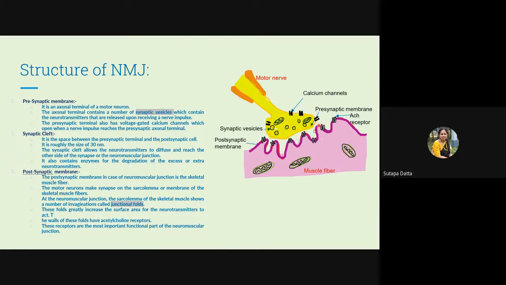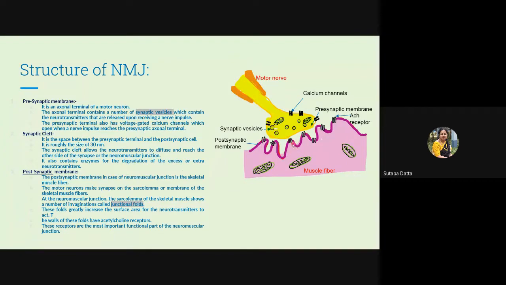And the leftover neurotransmitters which are not taken up by the presynaptic membrane need to be degraded, removed from the synaptic cleft, because there is an action potential or stimulus, and upon stimulation the neurotransmitters are released. So if there is no stimulus, and still there are lots of neurotransmitters available in the synaptic cleft, then they will go on sending their signal to the muscle fiber. But that is not required.